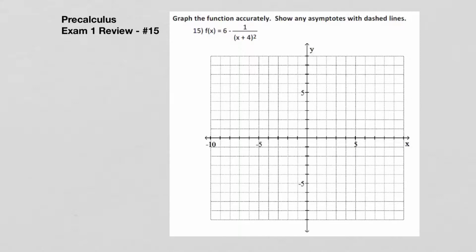because if I set the denominator of my fraction equal to 0, then I get (x + 4)² = 0. So I can just take the square root of both sides, and I get x plus 4 equals 0, and then of course x must equal -4. So that's my vertical asymptote. I'll go ahead and graph that.